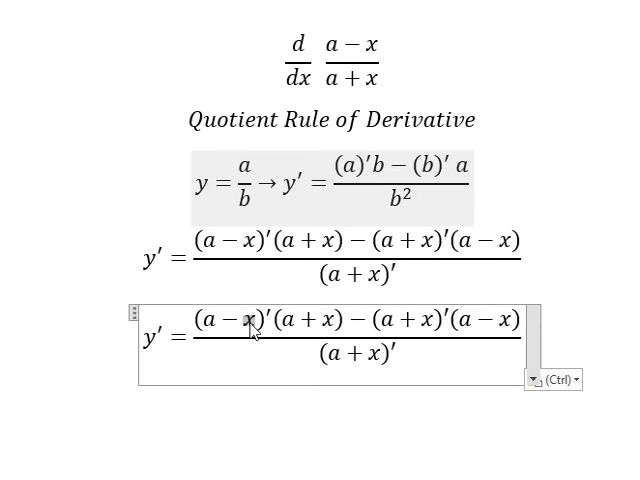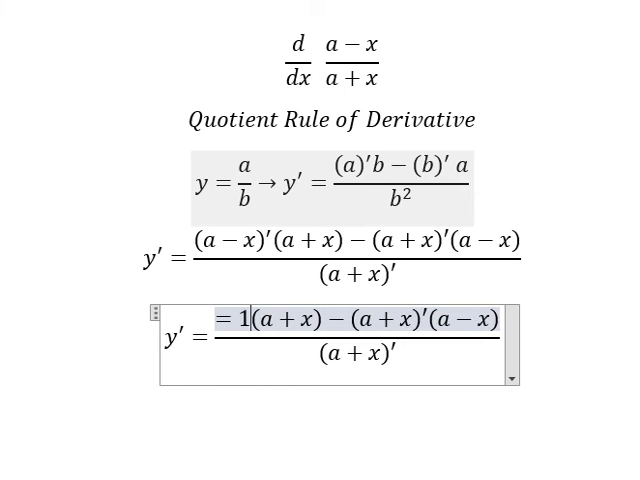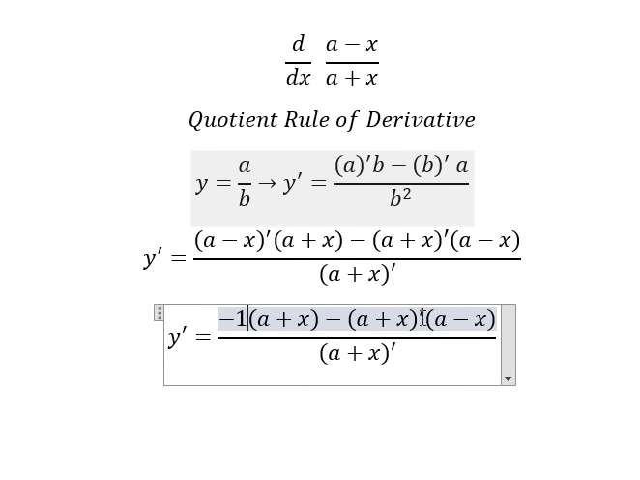First derivative of negative x, you get negative number 1. First derivative of a, this is a constant, so you get 0 in here. So we have negative number 1. This one you have positive number 1.